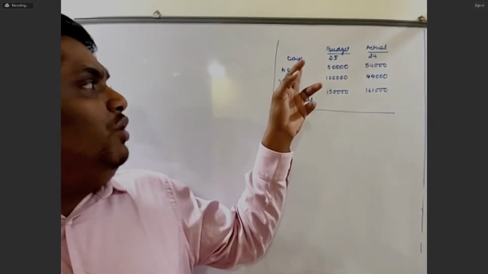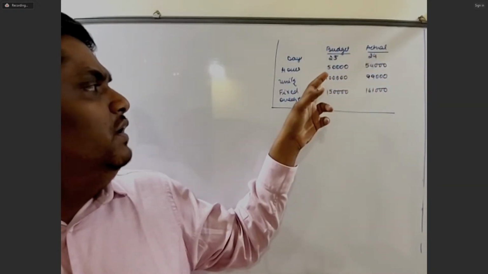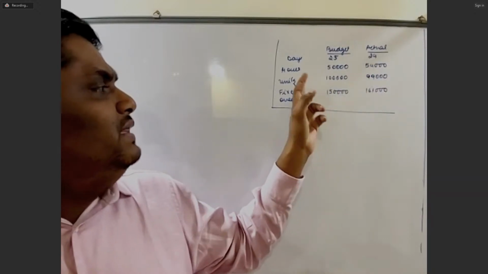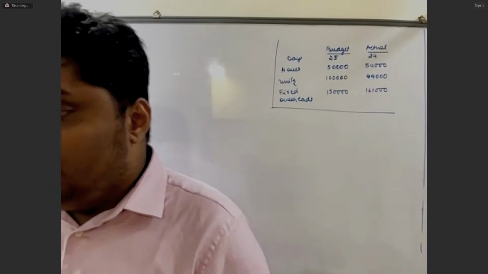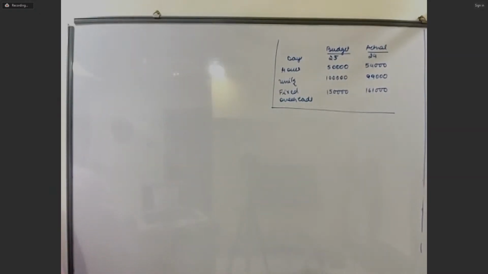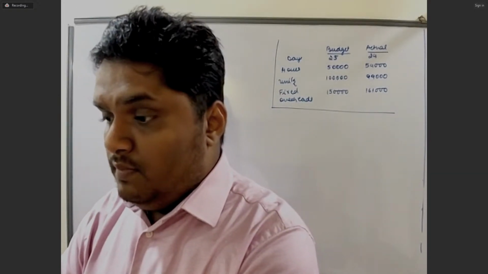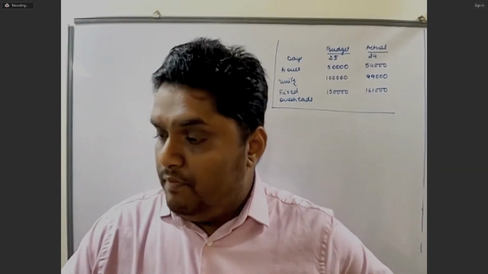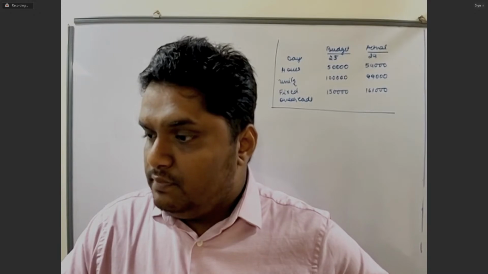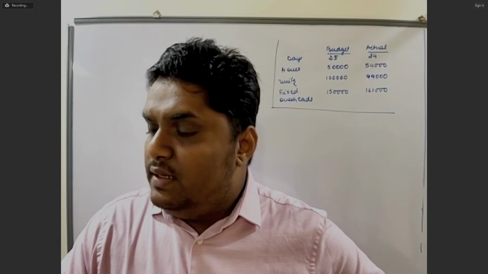So budget and actual days are 25 and 24, hours are 50,000 and 54,000. Units are 1,00,000 and 99,000, and fixed overheads are 1,50,000 and 1,61,000. Waiting for your answers, guys.